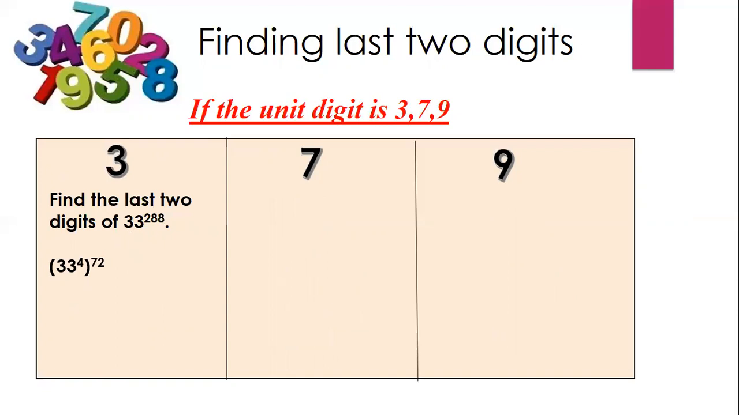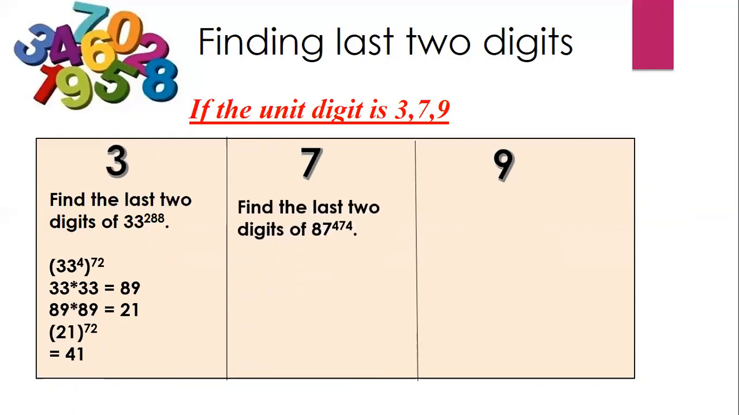For 33 power 4, we need to find out the last two digits. 33 into 33 gives 89. So 33 power 4 will be 89 into 89, and we'll get 21 as our last two digits. So 33 power 4 will have last two digits 21. Now we can apply the rule to 21 to the whole power 72. Here the unit digit will definitely be 1, and to find out the tens digit, just multiply this 2 with the power 2. So 2 into 2 is 4. So we'll get our answer as 41.